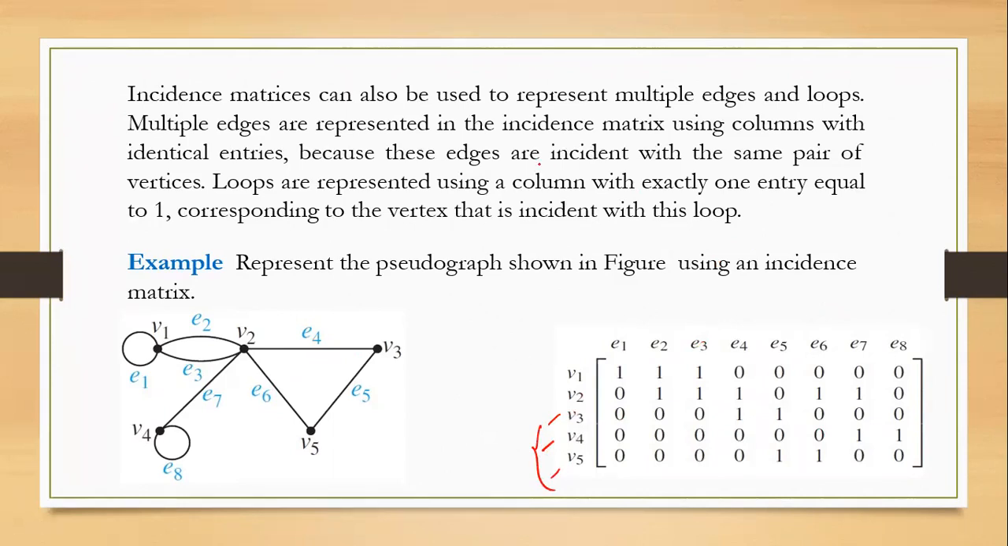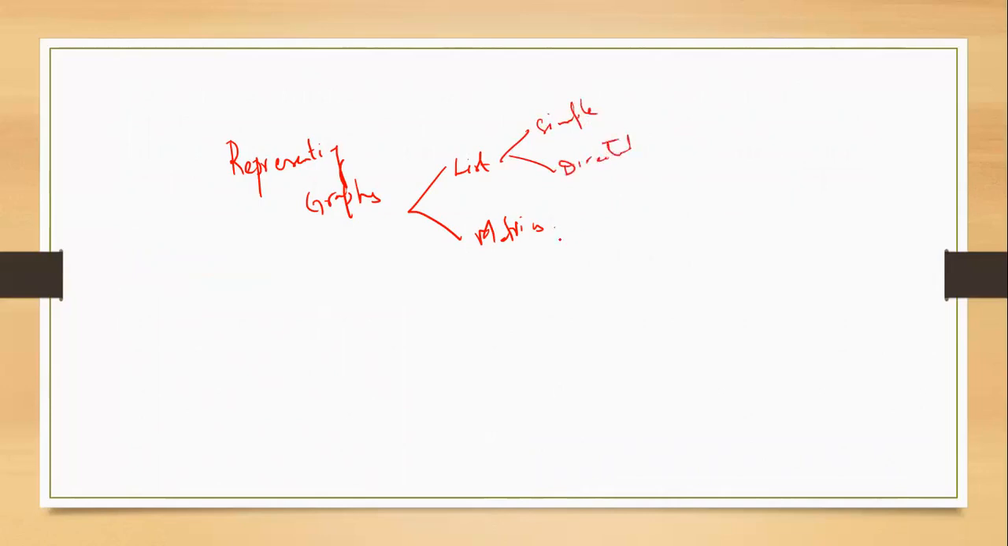So by now we have seen how to represent graphs. Representing graphs can be done in 2 ways. One is by lists, the other is by matrices. In the case of lists, we have seen 2 methods: one for simple graphs, the other for directed graphs. And in the case of matrices, we have seen the adjacency matrix and the incidence matrix. So this is for representing graphs. After that, the next topic will be isomorphism of graphs, which we will see later.